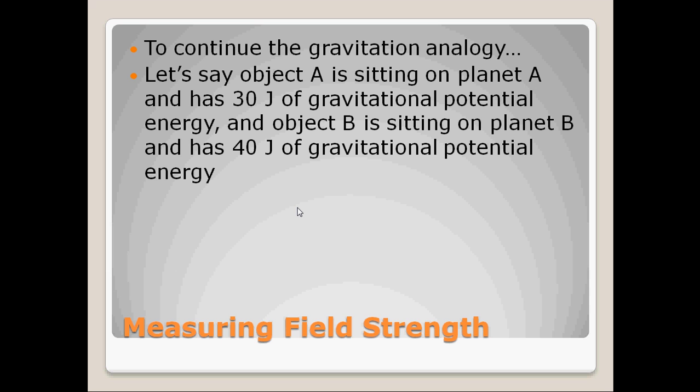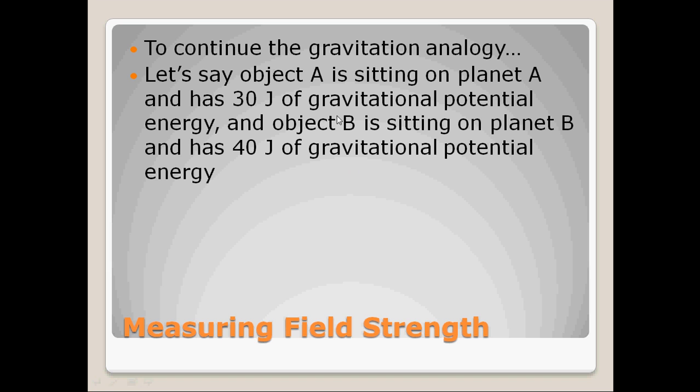Okay, so let's continue on with this gravitation analogy. Let's consider we've got two planets, planet A and planet B. We don't know anything about those two planets. We take two objects, object A and object B, and we stick them on the surface of those planets. Now we measure somehow the gravitational potential energy of each of these objects on their respective planets. We see that object A has 30 joules of gravitational potential energy. Object B has 40 joules.